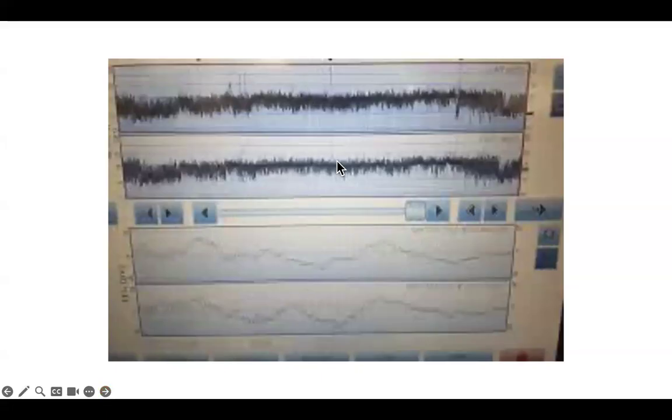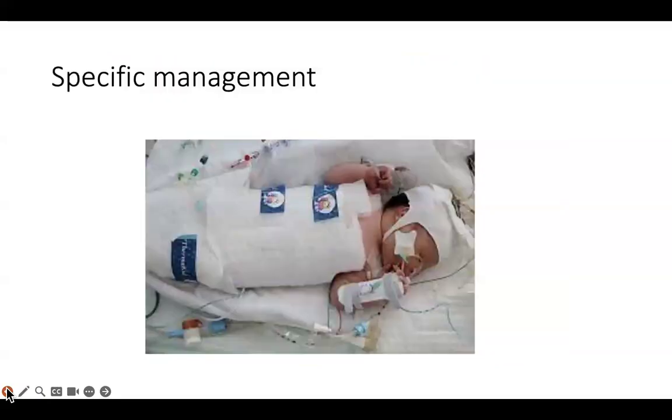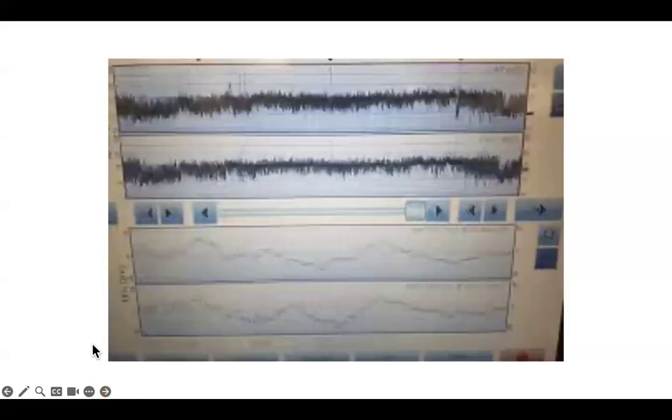This is the amplitude integrated EEG that you can see. When we apply it, you can see probes being connected to the baby's scalp, and the brain activity is recorded as amplitude integrated EEGs. This will give us an idea about the brain activity as well as the presence of seizures.